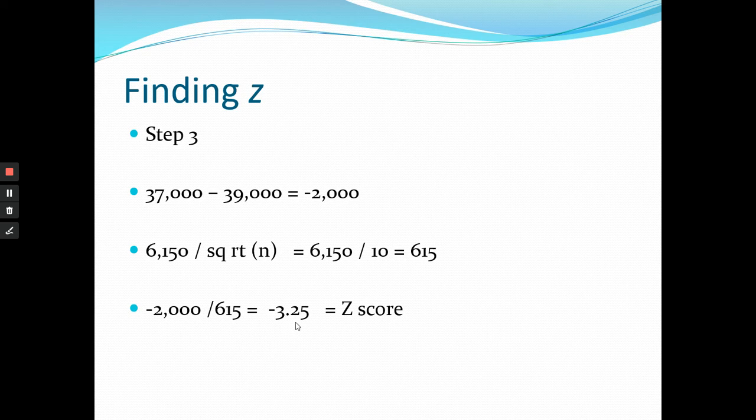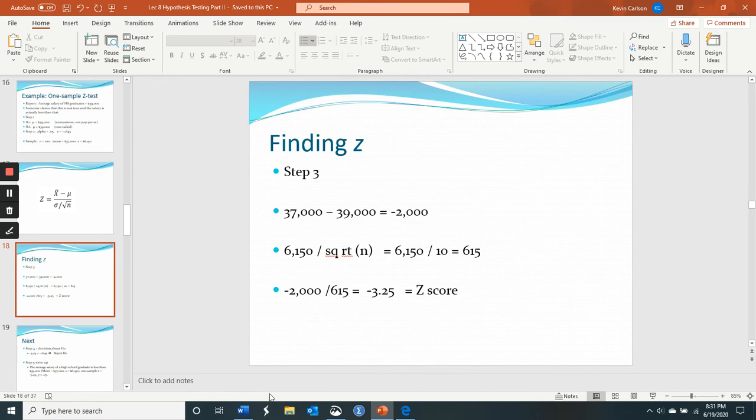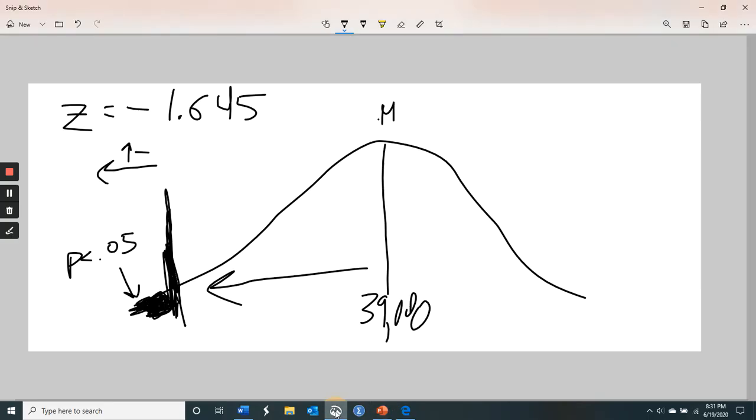Our z-score is negative 3.25. Looks like good news. I'll show you why. Where is negative 3.25? It's way over here somewhere. So this z of negative, I want to double check it, 3.25. Yep. 3.25 is way over here. We crossed the line. We're further away than we need to be.